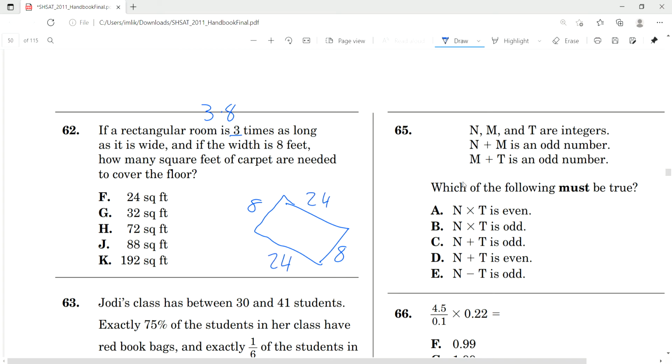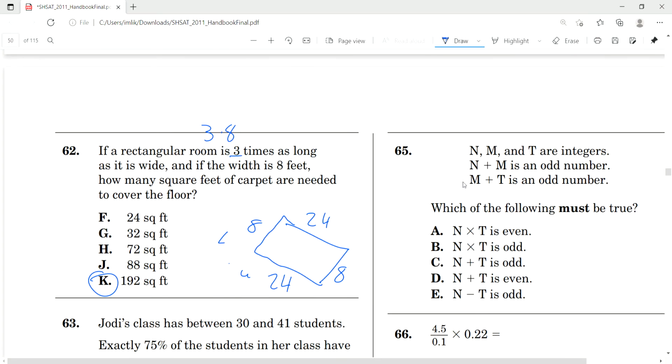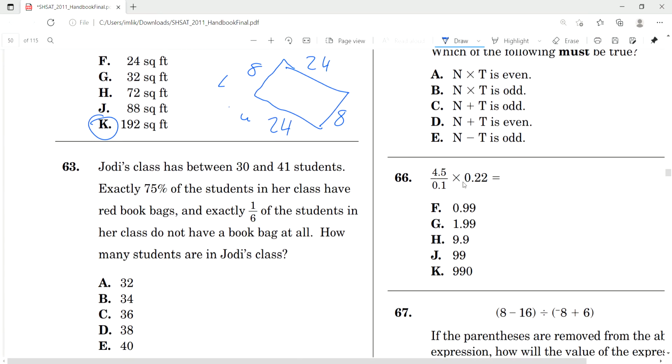If we need how many square feet of carpet it takes to cover the room, that means we have to find the area of it. Area is L times W, which is 8 times 24, which is 192 square feet. Pretty easy. Don't get mixed up with the wording. Other than that, moving on to number 63.